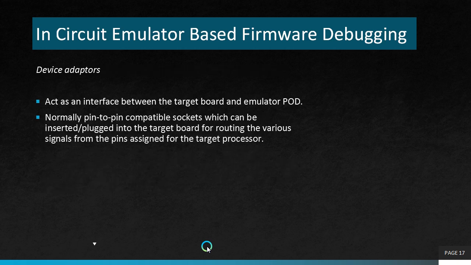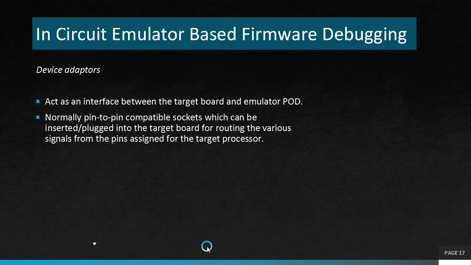The next functional unit we can see is the device adapter. It acts as an interface between the target board and the emulator POD. Normally, pin-to-pin compatible sockets which can be inserted or plugged into the target board for routing the various signals from the pins assigned for the target processor.